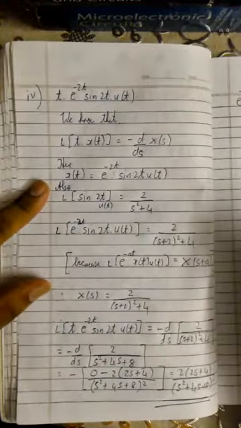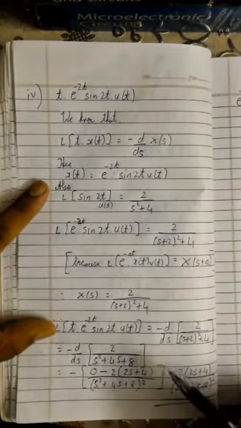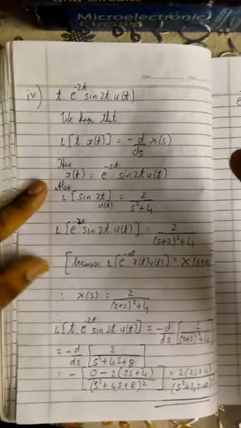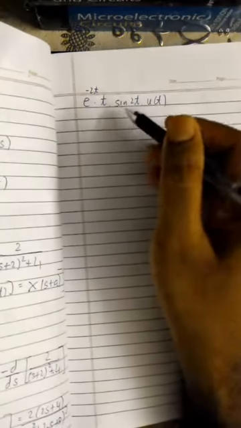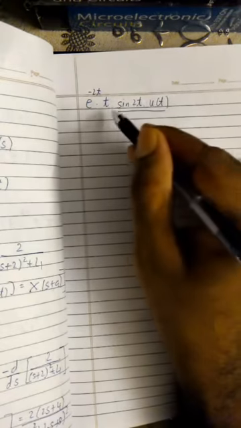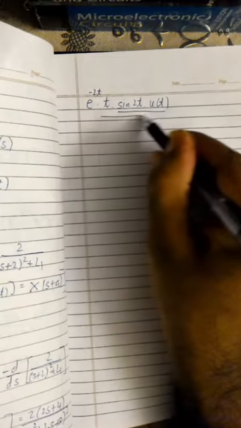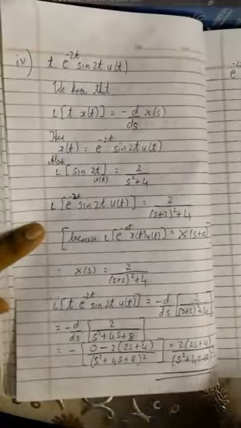Here, I first applied the frequency shifting property, and only then applied the differentiation. You can also do the reverse, because this is a multiplication and you can interchange it however you want. In that case, you find the differentiation of the Laplace transform of this term and then apply the frequency shifting theorem. Whatever method you try, you will get the same answer.